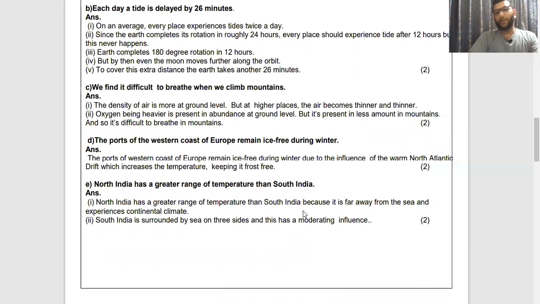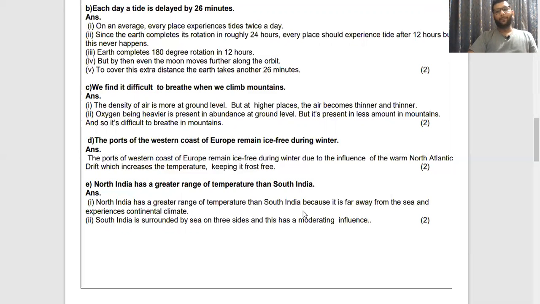The ports of the western coast of Europe remain ice-free during winter due to a very important current, if you remember, the warm North Atlantic Drift, which increases the temperature, keeping it frost-free. Remember, we had studied these ocean currents. So that is a part of it, right? Very simple answer, full 2 marks again, if you are attempting it properly.